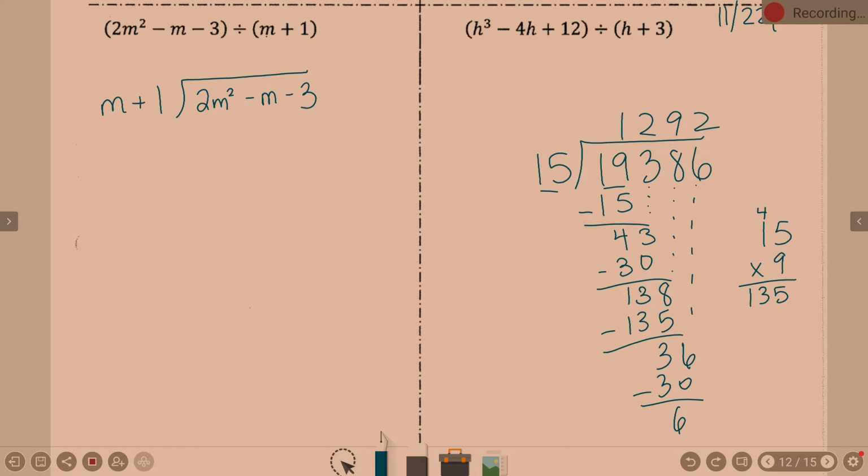So now, if you remember remainders, we're not going to keep going with the decimal, because that's not what we're going to be able to do over there. We're going to do a remainder. So this is going to be a remainder of 6, but if we make our remainder a fraction, it's 6 over 15, the divisor of 15. So it's 1,292 remainder 6 over 15, or just 1,292 and 6/15. Because it's this 6 over the divisor of 15.